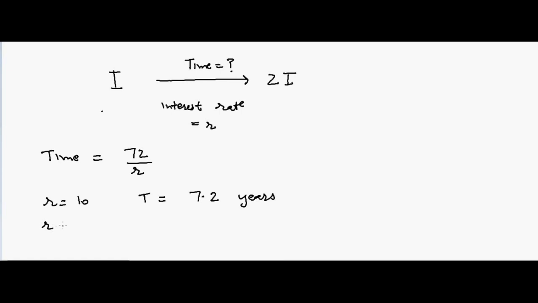For example, if the rate is 10, then time will be equal to 7.2 years. If the rate is 20, then time will be equal to 3.6 years.